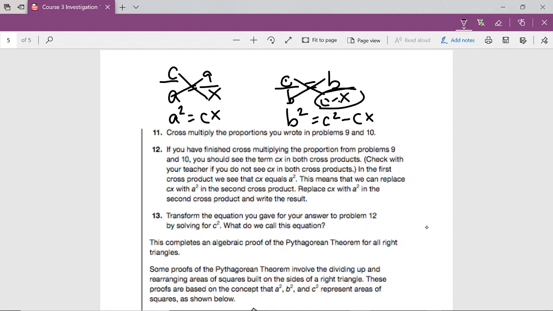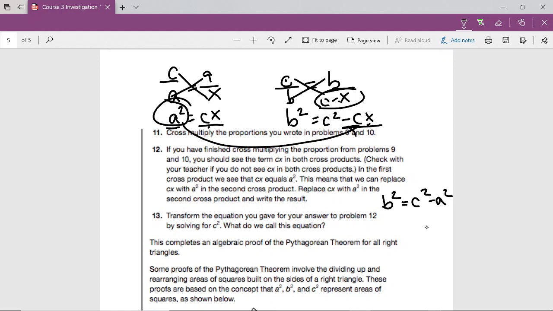Number 12 said, if you have finished cross multiplying the proportions from problems 9 and 10, you should see the term CX in each one, and we do, CX and CX. In the first cross product, we see that CX equals A squared, and we do. This means that we can replace CX with A squared in the second product. What we're saying is basically these two CXs in these two equations are the same. So I could replace that CX with this A squared. I'm going to plug it in right there. And I'm going to get something like B squared equals C squared minus A squared.